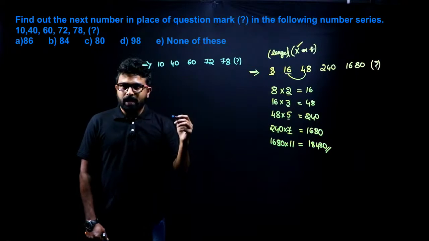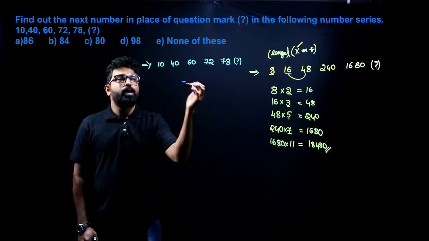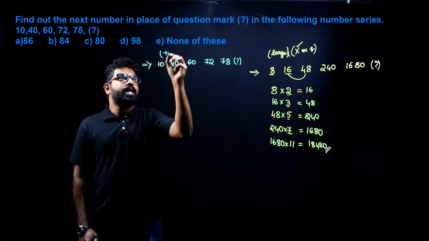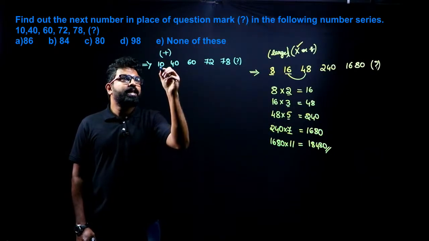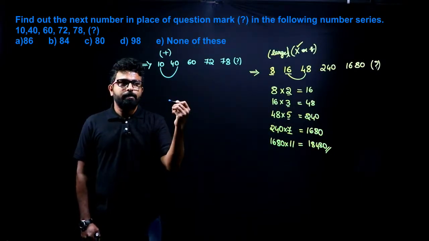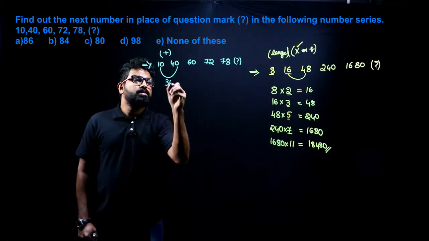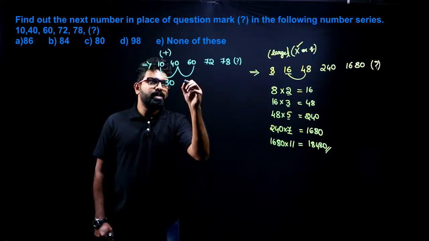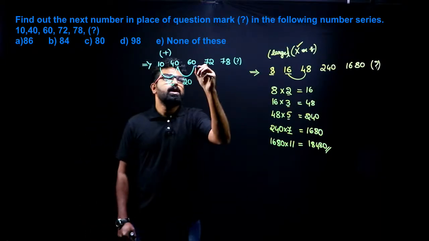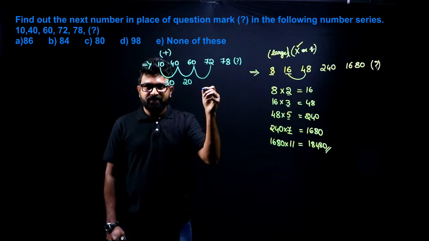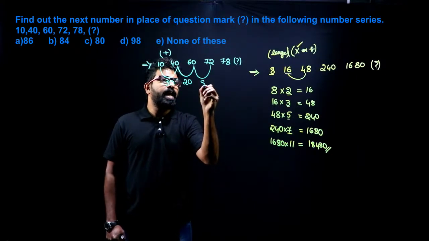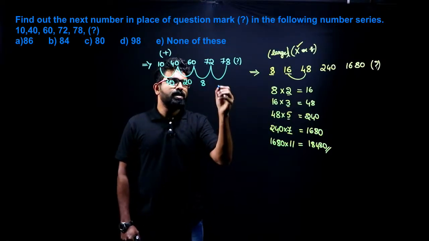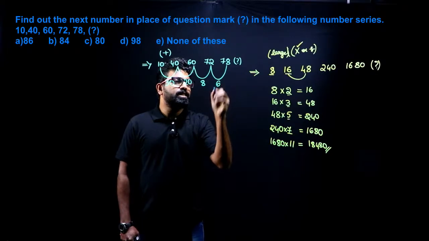So compare my first term and the last term. The difference is not very big. And are they increasing or decreasing? They're increasing. Hence, it is addition. I need to start taking the difference here. When I take the difference between 10 and 40, what do I get? I get 30. Between 40 and 60, my next difference here is 20. What about 60 and 72? My next difference here is 8. What about 72 to 76? My next difference here is 6.